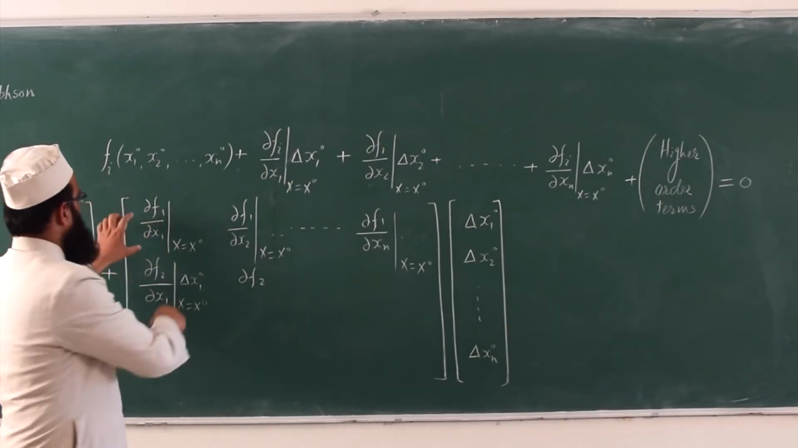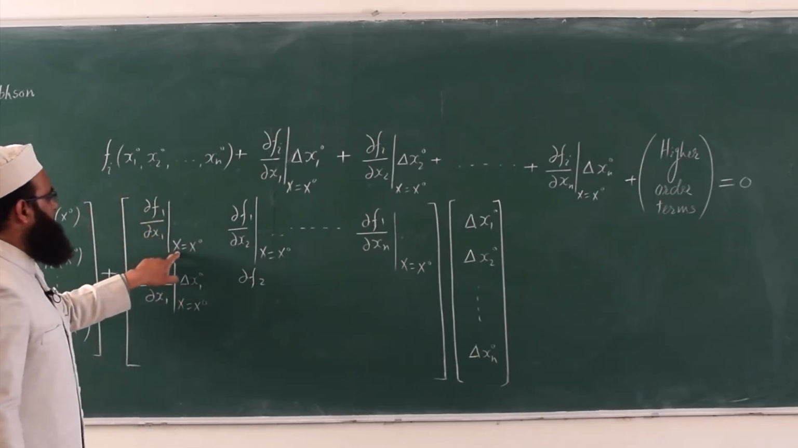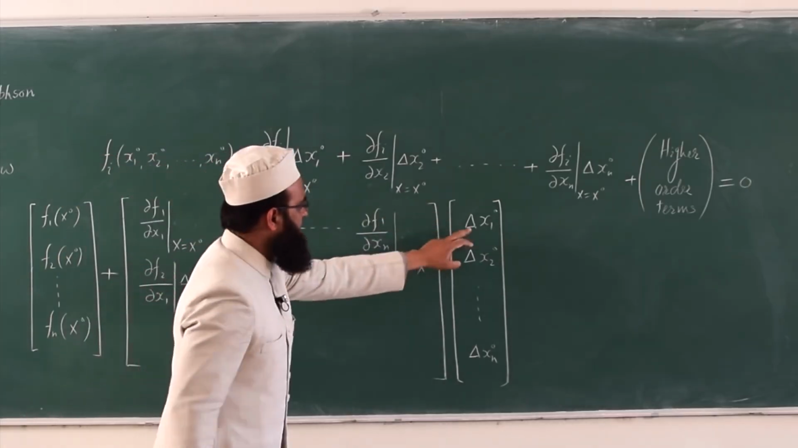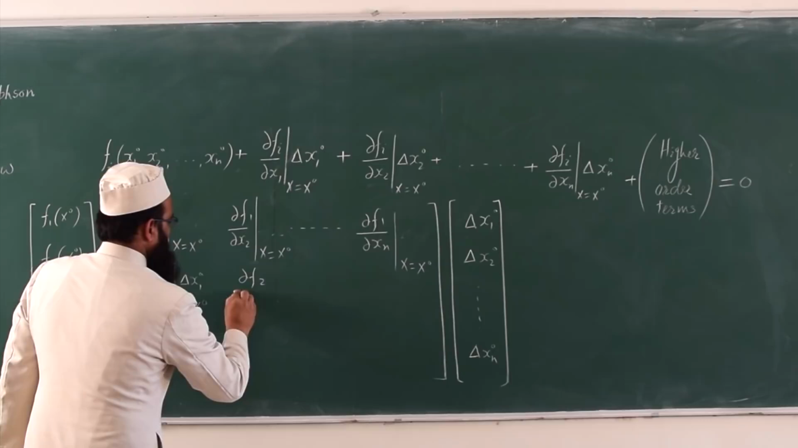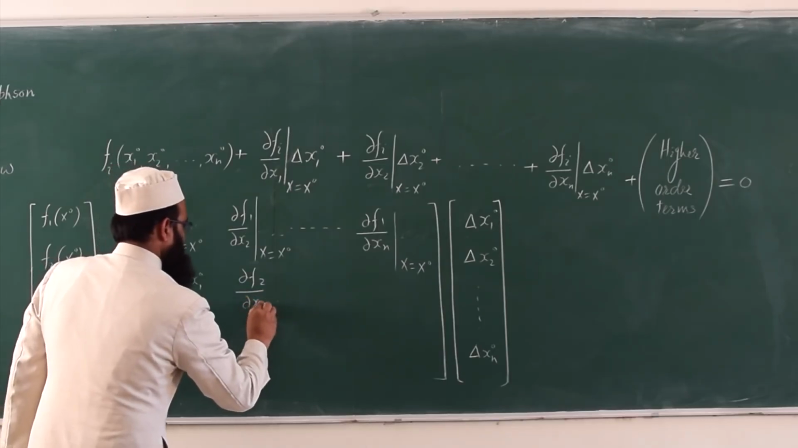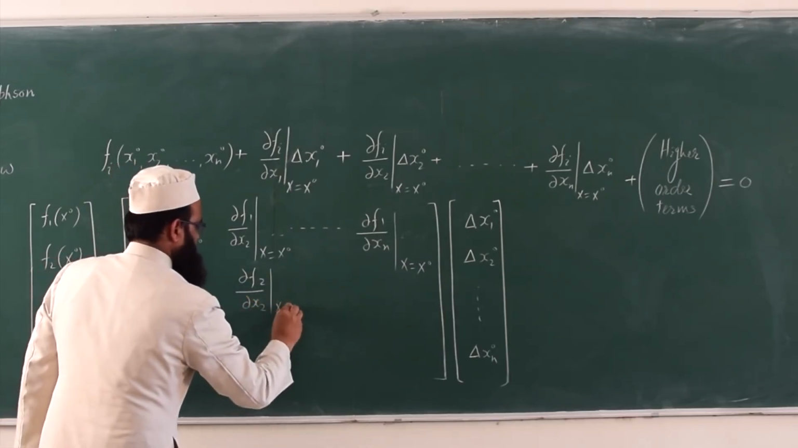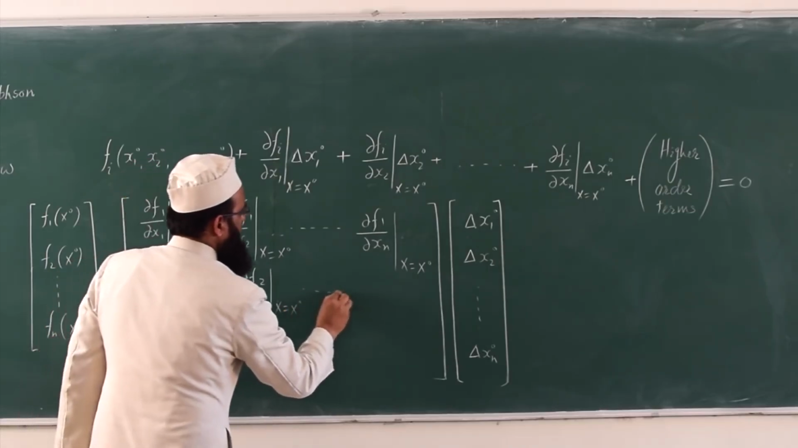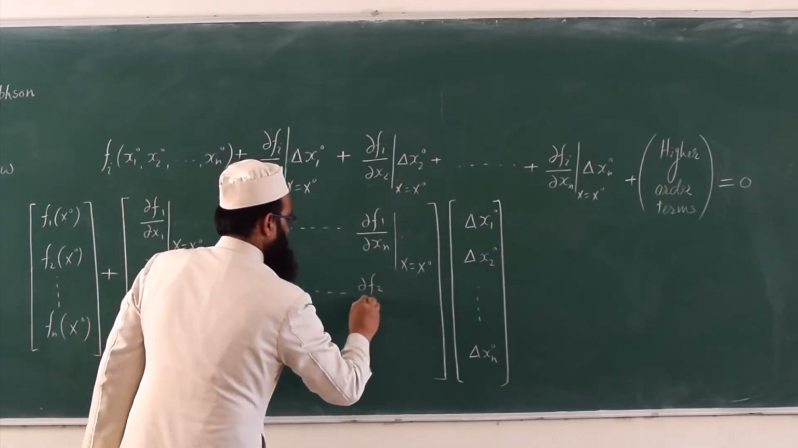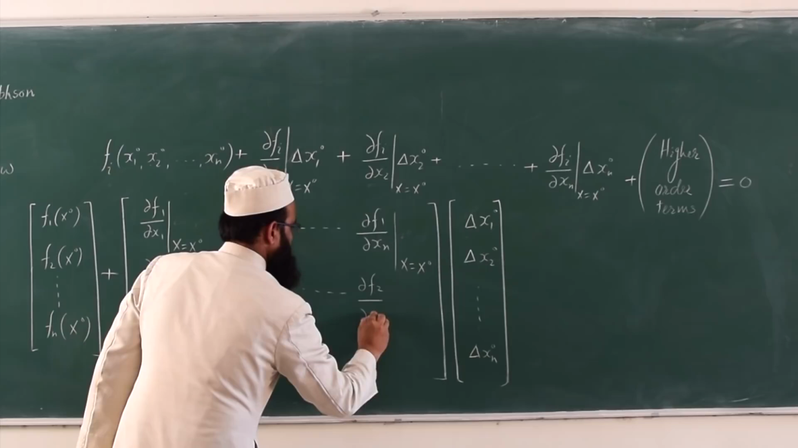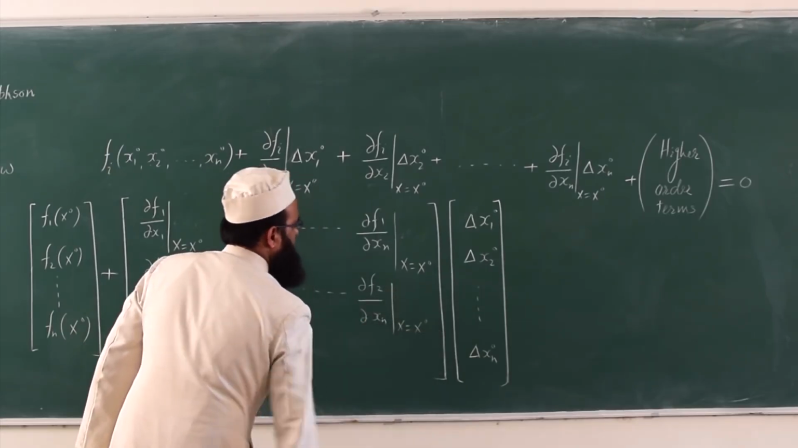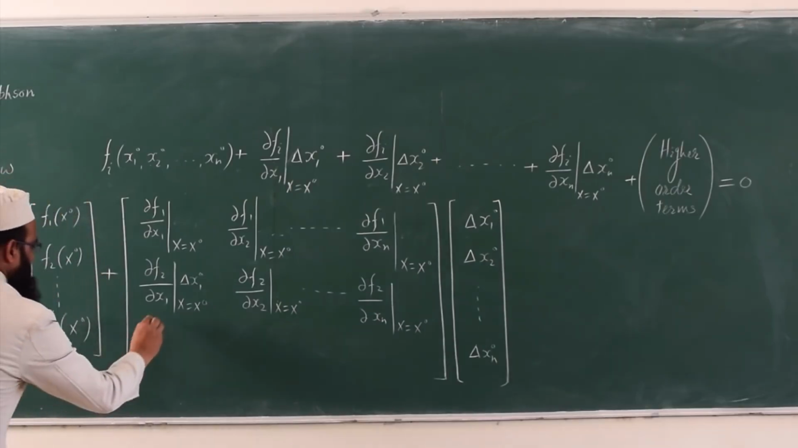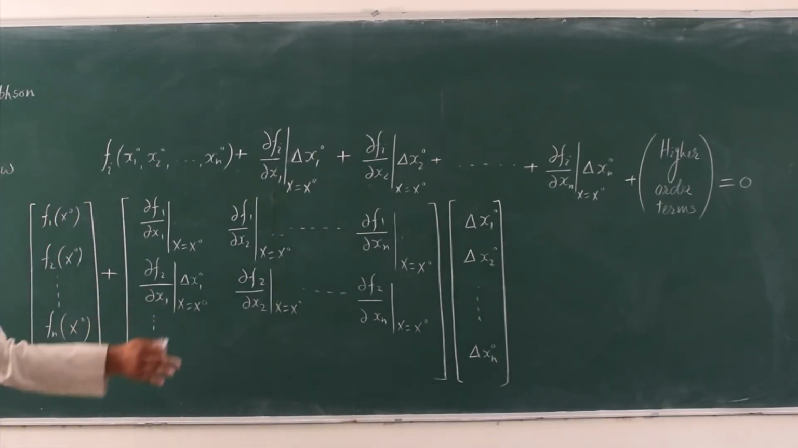So, del f1 upon del x1 at x equal to x0 times del x1, because it will come in each row. So, directly here we can write del f2 upon del x2 at x equal to x0 and so on, del f2 upon del xn at x equal to x0. Write the nth term, nth row.